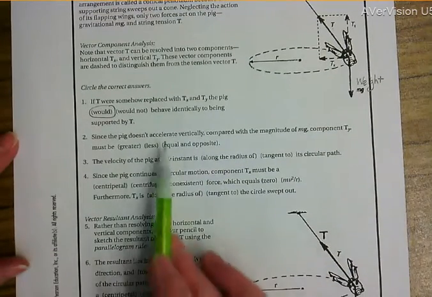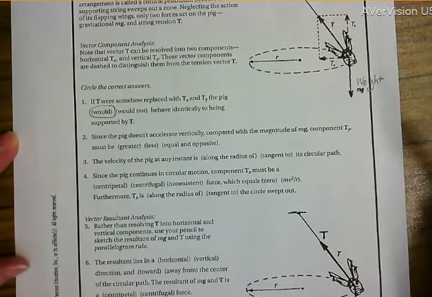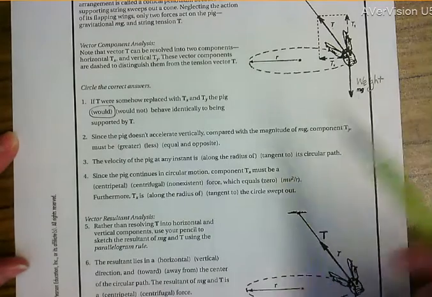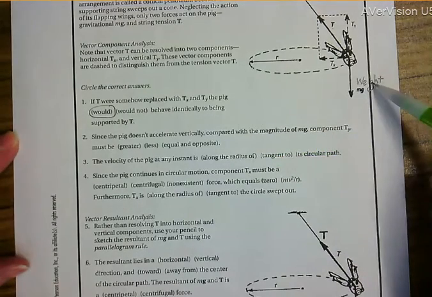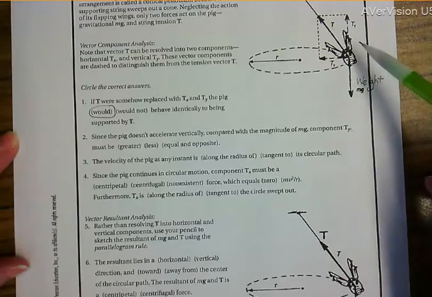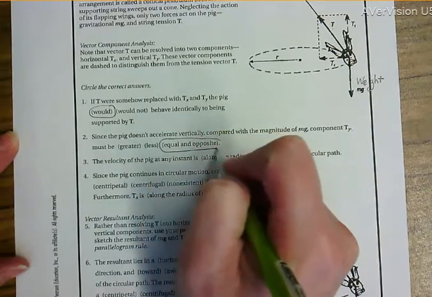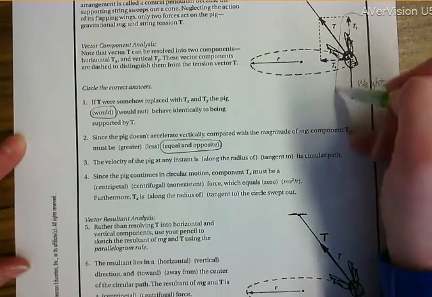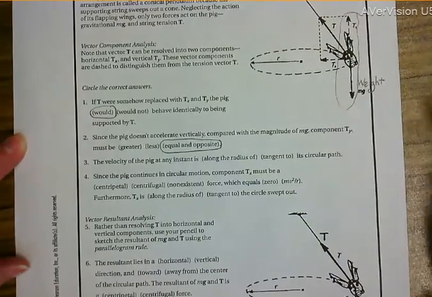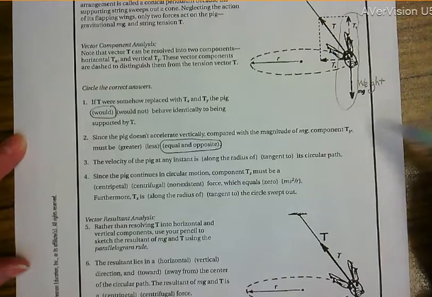Since the pig doesn't accelerate vertically, so the pig isn't moving up or down, it's just moving in this circle, component Ty must be equal and opposite to the magnitude of the weight. These two are equal and opposite, which keeps the pig from moving up in the air or falling down.